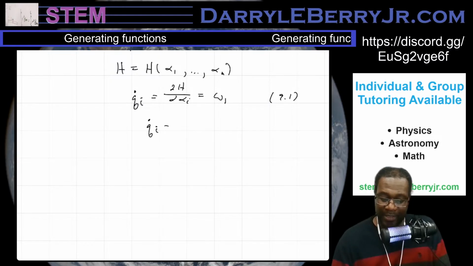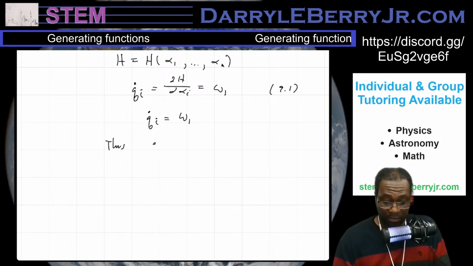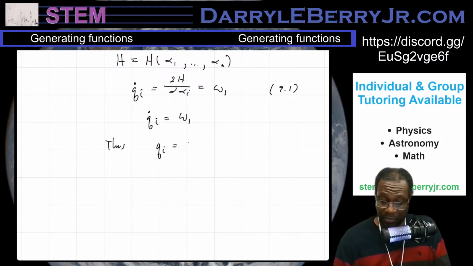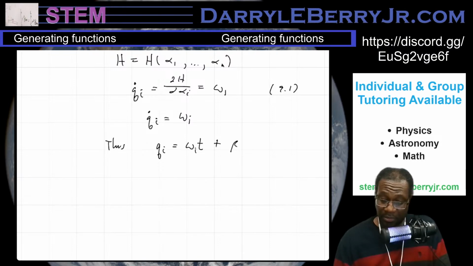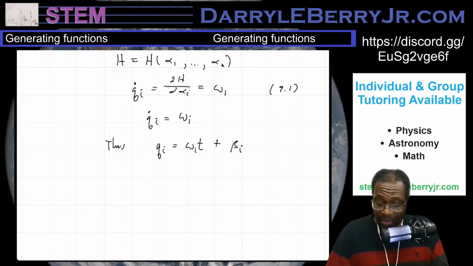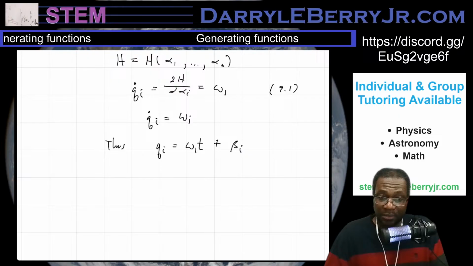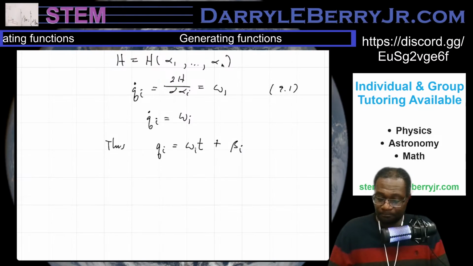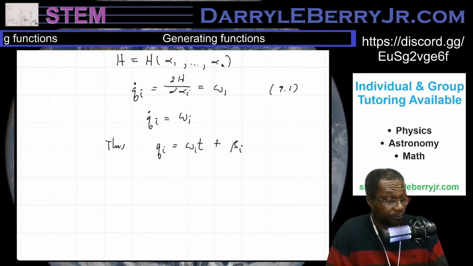Okay. Q dot i equals omega i, thus Qi equals omega i t plus beta i. That makes sense because you take the time derivative, Q dot is just omega, the t goes away, and we have to put the constant of integration because we don't know if there was a constant there that went away because it was constant when we took the derivative. And these are determined by the initial conditions.